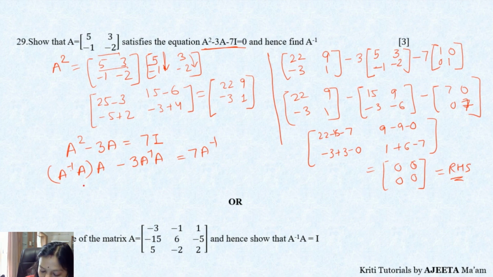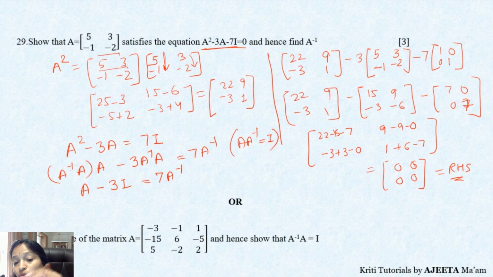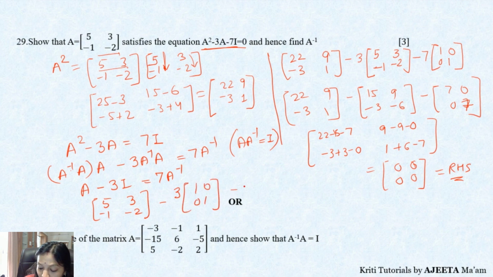So A inverse A is I, so this is A minus 3I, because A inverse A is I. Remember, A A inverse is I, or A inverse A is also I, and this is equal to 7 A inverse. Now we will simply subtract this, and hence as it is written, you have to use the equation. So A minus 3I we have to do, and then divide by 7. So what is your A? 5, 3, minus 1, minus 2, 3 times 1 0 0 1. So keep this in mind, students. Hence, we have to use this equation to find it. Otherwise adjoint, cofactors, as I told you, you know the formula also, right?